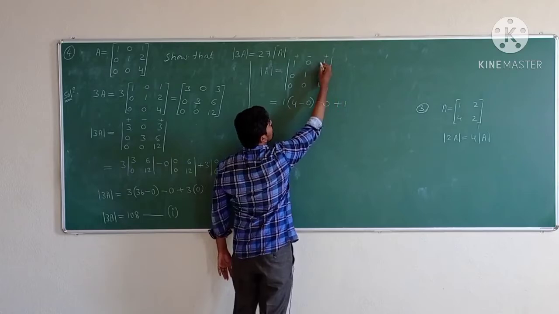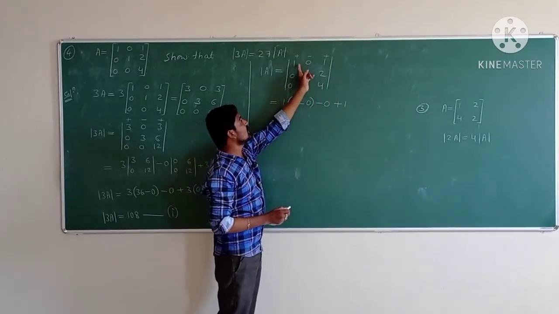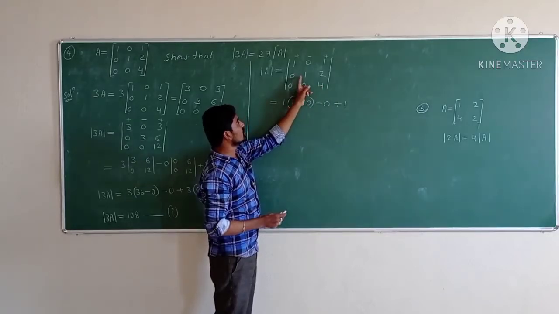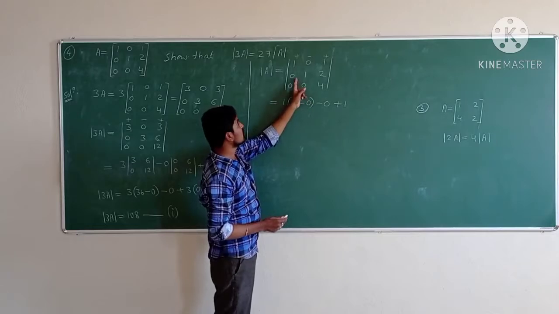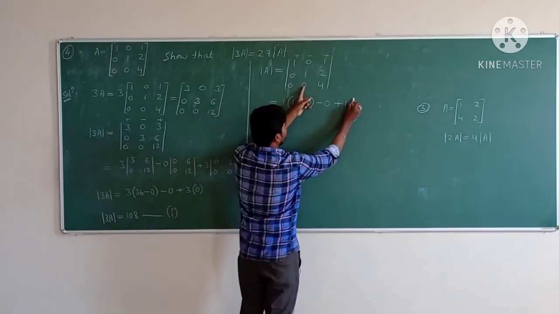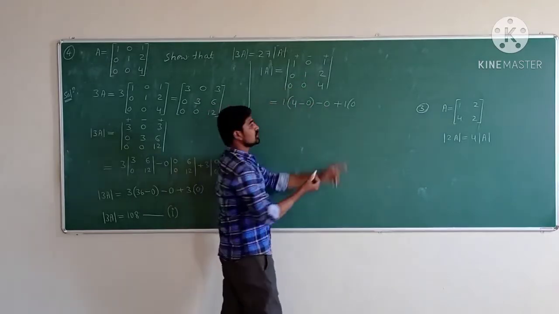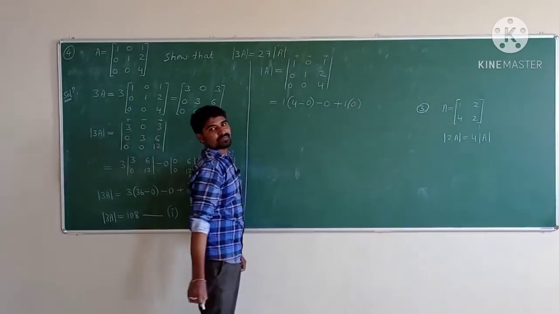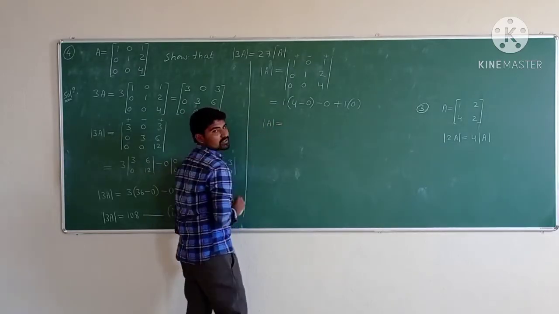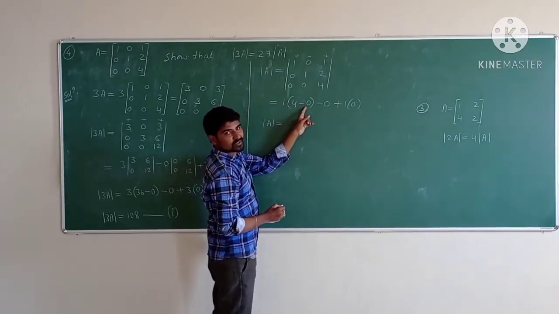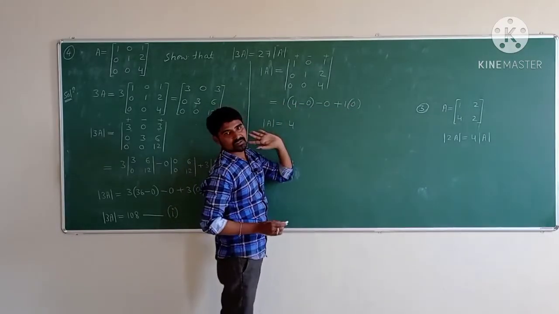Plus 1 into, 1 is present in first row, third column. After deleting this first row, third column, we get 0 1 0 0. So determinant of 0 1 0 0 equals 0 into 0 minus 0 into 1, which is 0. So therefore determinant of A is equal to 4 minus 0, which is 4. So 1 into 4 is 4, plus 0 is 0.